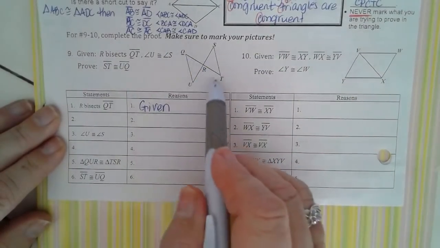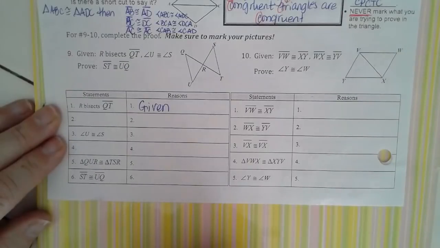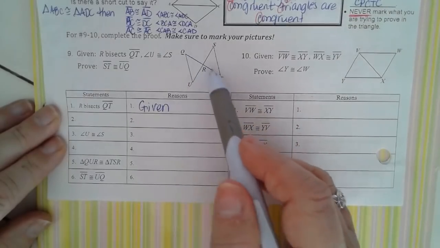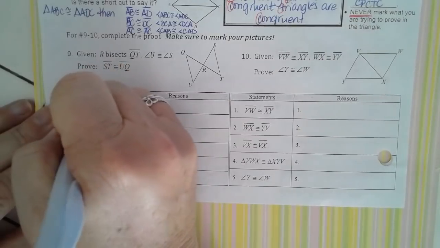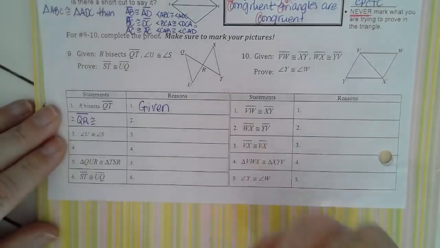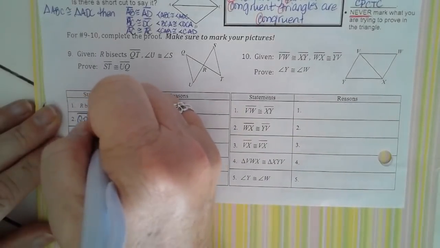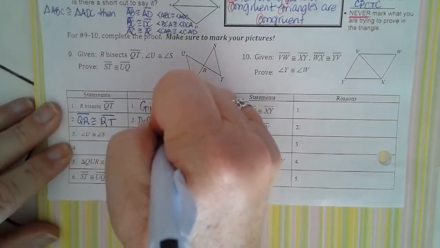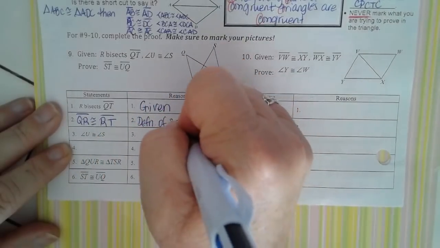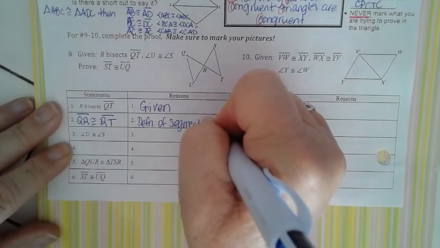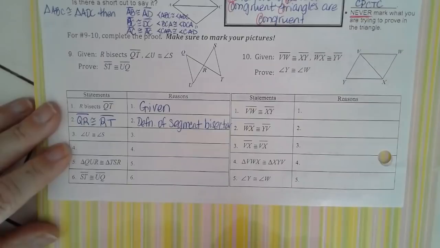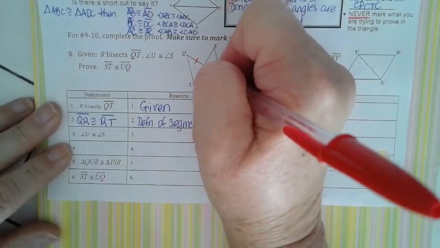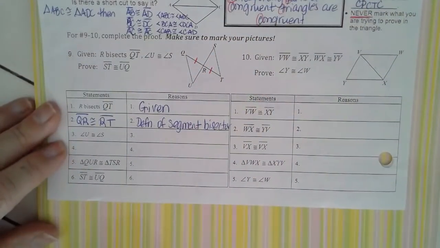Now, if R is bisecting QT, what does that mean? Bisect means it cuts it in half. So if it cuts it in half, it's meaning these two segments are congruent. So then I would state segment QR is congruent to segment RT. How do I know that? By definition of segment bisector. Now, remember what I was saying. Once you've stated it, then you can mark it. So now I can mark it. Those two segments are congruent.